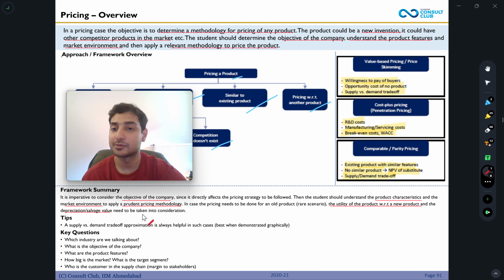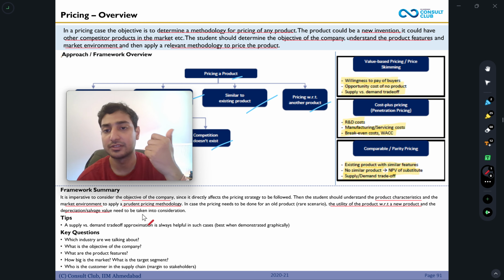Exactly the same as we studied at the start of this pricing theory: you have to understand the company's objective, the product characteristics, the market environment, and then figure out which pricing methodology to apply. We are also going to go through all these different methodologies in upcoming case study interviews, where we will see how these methodologies are used live in an example.